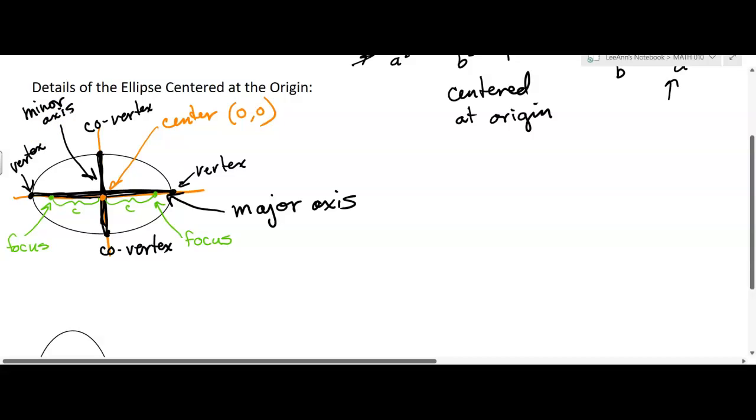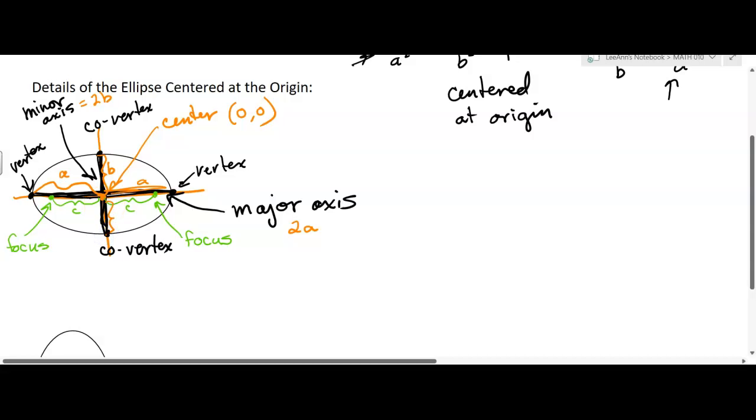Okay, just one more thing. There are lots of drawings on here. The distance between the vertex and the center is a. And the distance between the center and the co-vertex is b. So that's how that works. So the major axis is 2a, twice whatever a is, because you have an a to the left and another a over here to the right. And the minor axis is equal to 2b. We have a b above and then a b below.